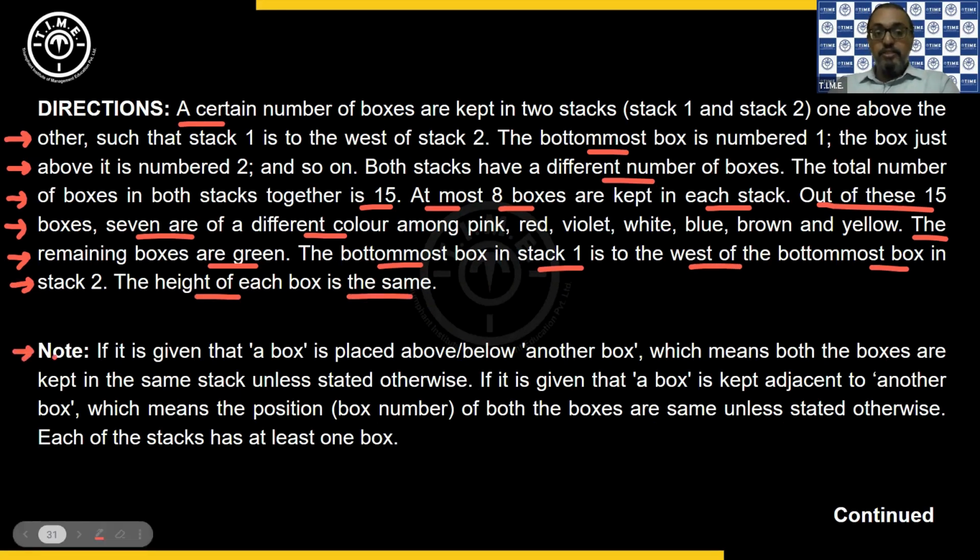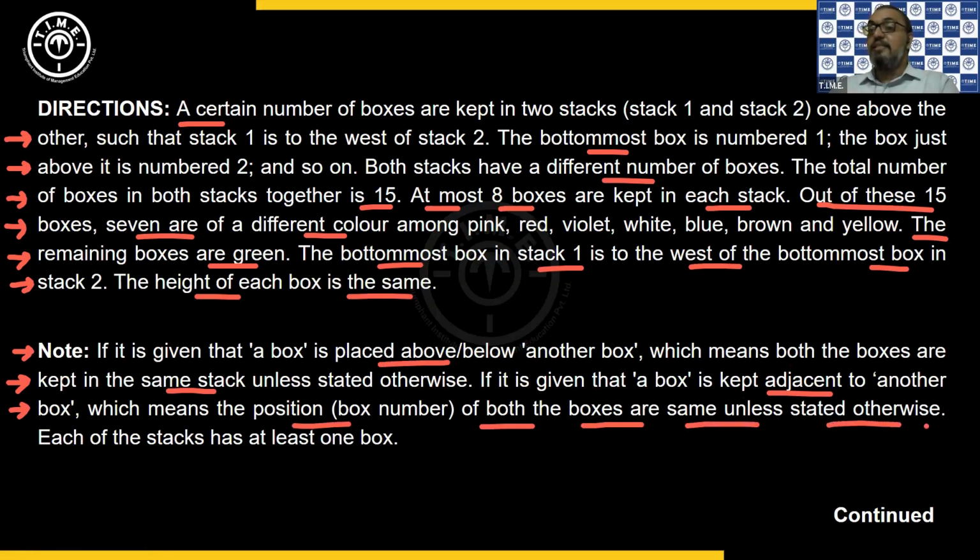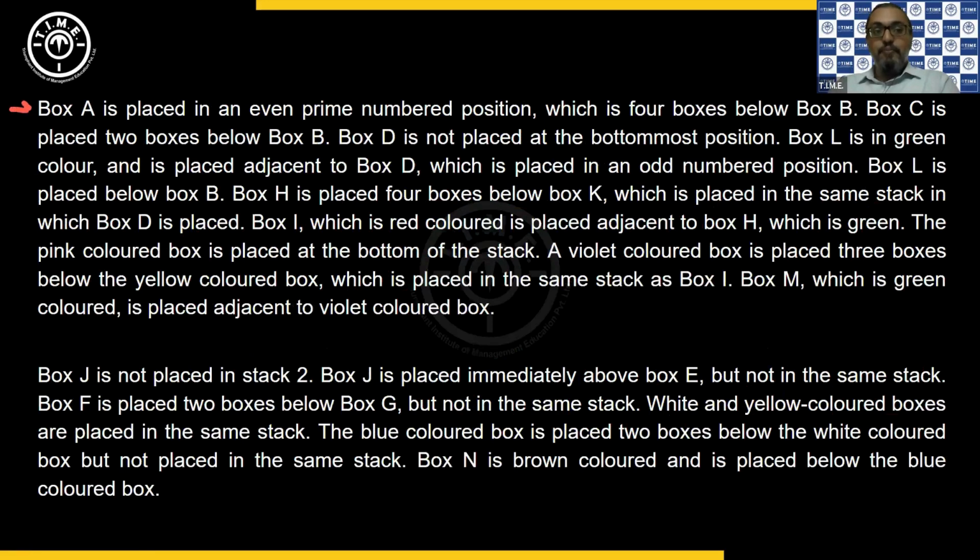Okay. And then there is a note. If it is given that a box is placed above or below another box, which means both the boxes are kept in the same stack unless stated otherwise. If it is given that a box is kept adjacent to another box, which means the position number for both the boxes are the same unless stated otherwise. Means adjacent means it has to be on the same level in the 2 stacks. And then he says each of the stacks has at least 1 box. Okay. Now coming to the conditions.